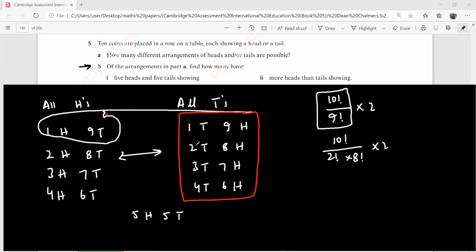Okay. I have missed one thing over here. No one told me about that. I missed 0 tails and 10 heads. Oh, how can I miss that? And 0 heads and 10 tails. I just missed that. So you add that as well. That is going to be 10 factorial over 10 factorial times 2. That means all heads or all tails.